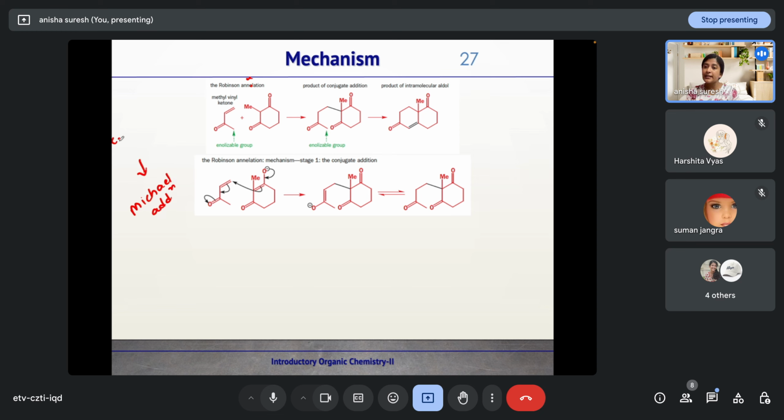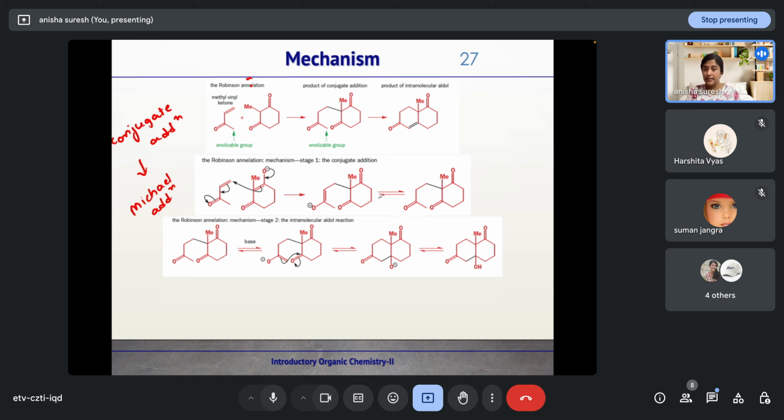This conjugate addition reaction is also known as Michael addition reaction, leading to formation of this enolate, and this can abstract proton, leading to formation of this intermediate. Here the aldol reaction of this enolate is not taking place, as we will be getting a 4-membered ring. Since there is a chance for formation of a 6-membered ring, the 4-membered ring formation is not possible.